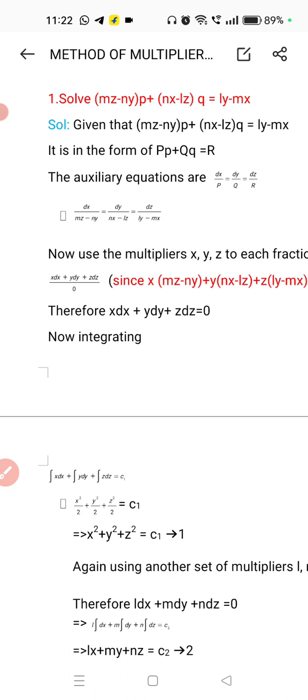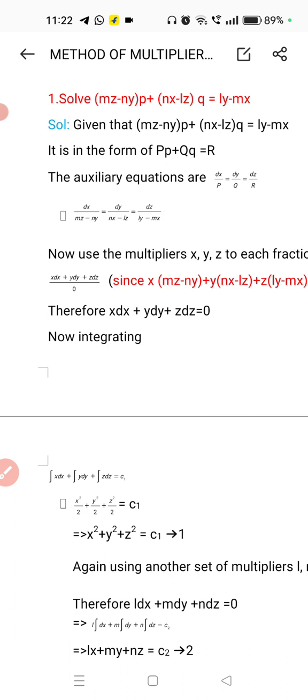Solve (mz - ny)p + (nx - lz)q = ly - mx. First of all, we have to write the given equation and check whether it is in the form Pp + Qq = R or not. Yes, our given equation is clearly in the above said form.